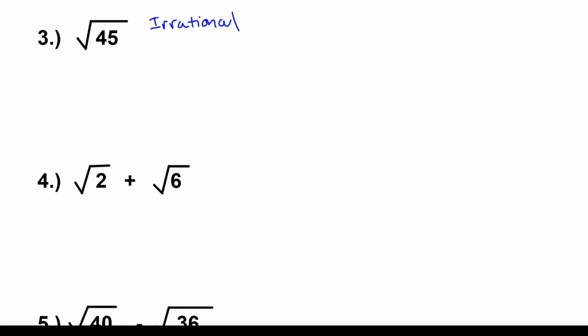Root 2 plus root 6 is also irrational. Why? Because root 2 is irrational and root 6 is irrational, so their sum should also be irrational. Let's see what these decimals come out to and do some rounding.